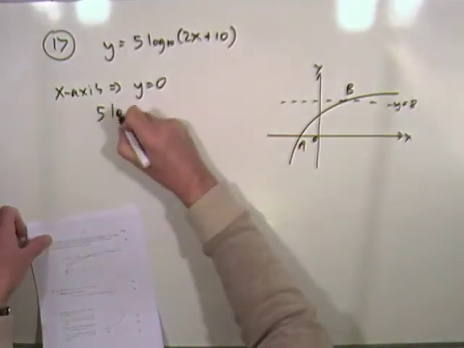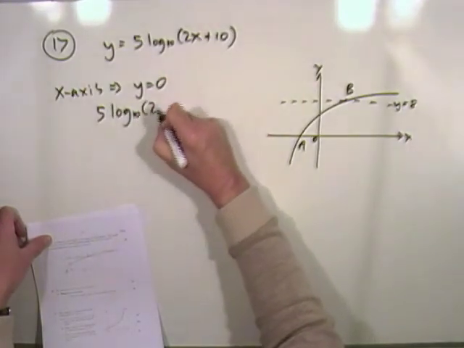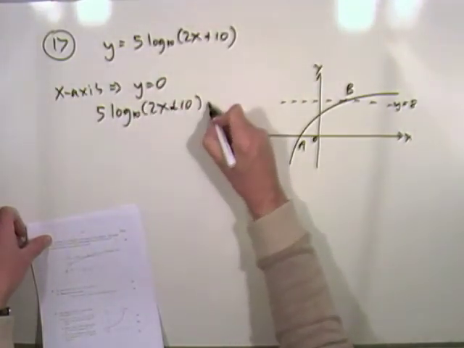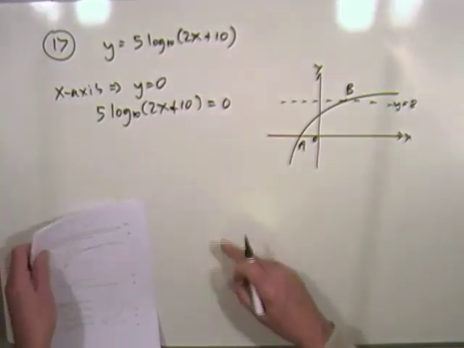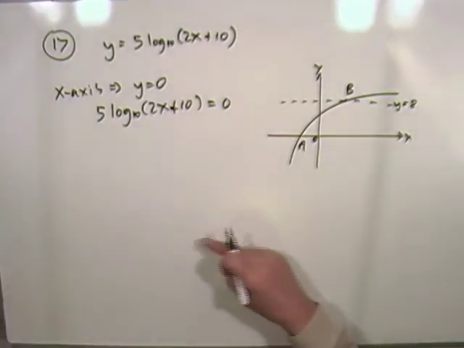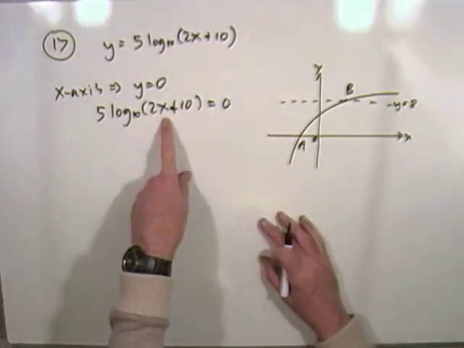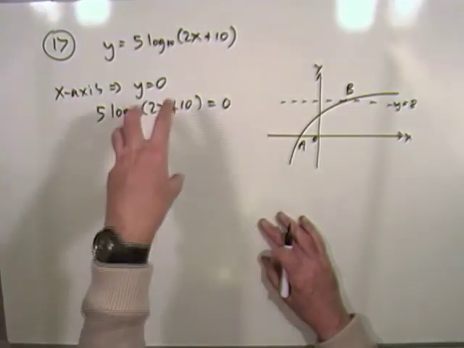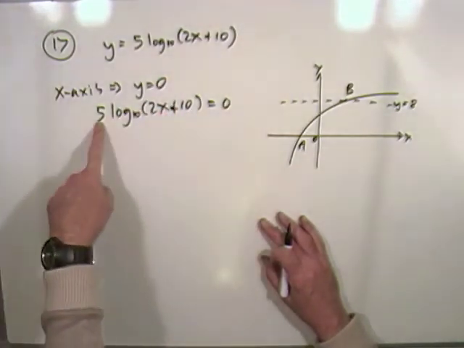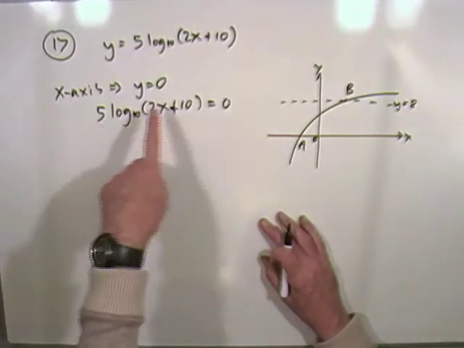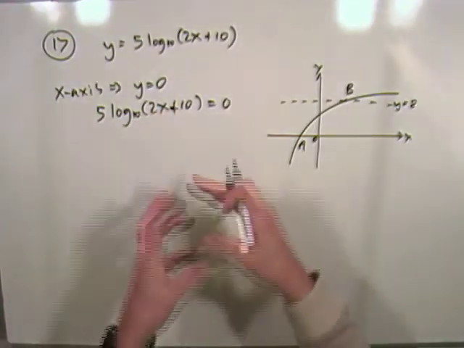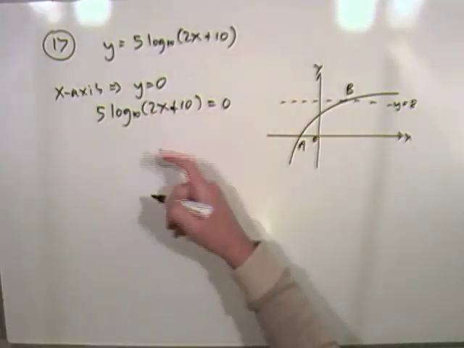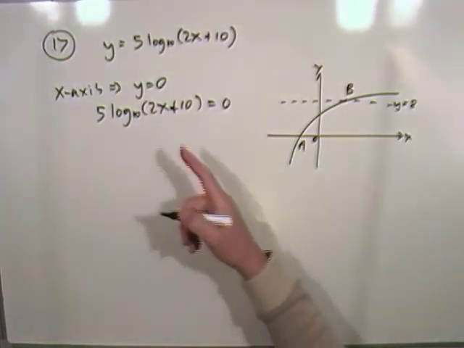So that means 5 log 10 of 2x plus 10 equals 0. And then there's x to find. So that'll be easy. There's only one mention of x. So you can get x just by digging down until you get it. Get rid of the 5, get rid of the log 10, then get rid of the 10, then get rid of the 2, and you'll be left with x. Right, so how do we get this potato then?